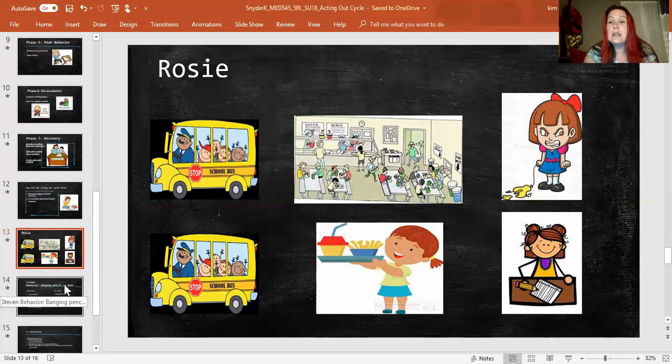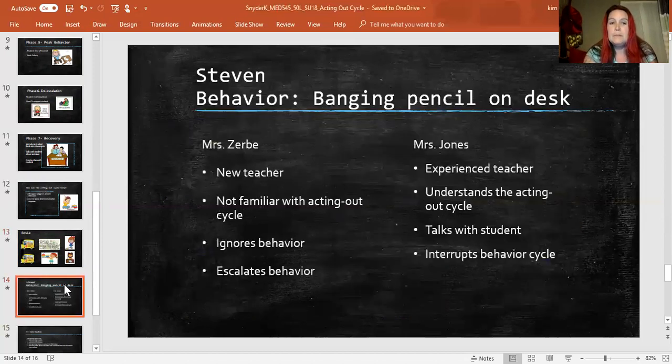Now we're going to discuss Stephen. Stephen has two teachers, Mrs. Jones and Mrs. Zerby. Mrs. Jones is an experienced teacher who understands the acting out cycle. Mrs. Zerby is a first-year teacher who has never heard of the acting out cycle. Let's see how the two teachers handle the same situation. Here's the situation. Stephen is banging his pencil on his desk while everyone else is working silently.